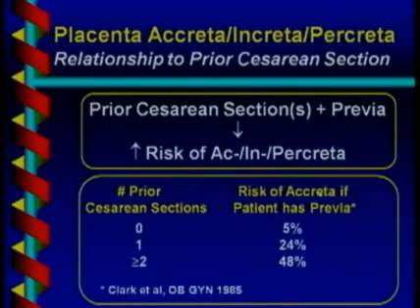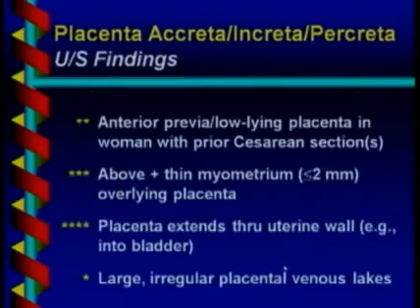If a woman has had one prior C-section and the placenta implants over that area, she has a 1 in 4 chance, a 24% chance of having a placenta accreta. If she's had two or more prior C-sections and the placenta implants over that area, over the lower uterine segment scar, she has almost 50% chance of having an accreta.